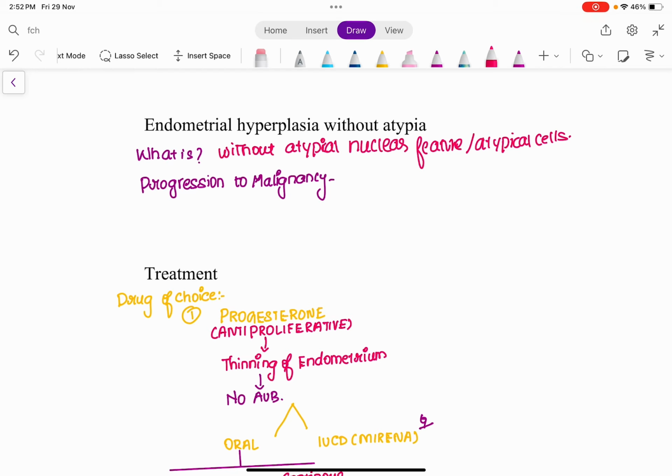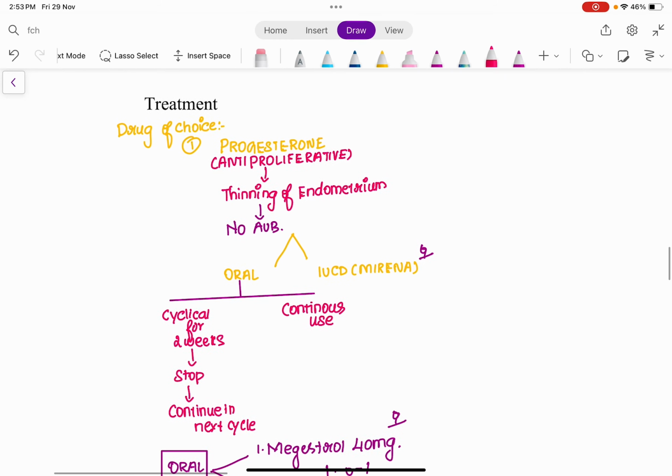Okay. So now what are the chances of progression to malignancy from this condition? Endometrial hyperplasia without atypia has very little chance of progression to malignancy, nearly 1 to 8%, which is roughly less than 10%. Okay, so the chance of progression to malignancy is less than 10%. Okay, so now what is the treatment? What treatments are you going to consider in this patient?